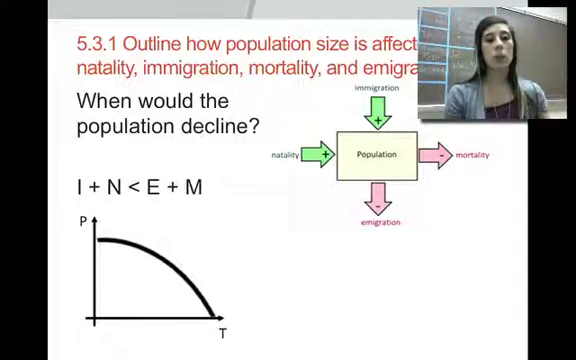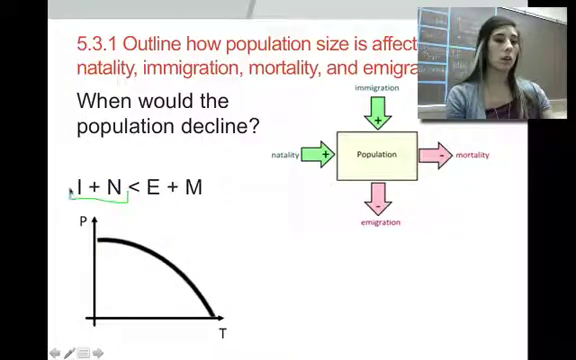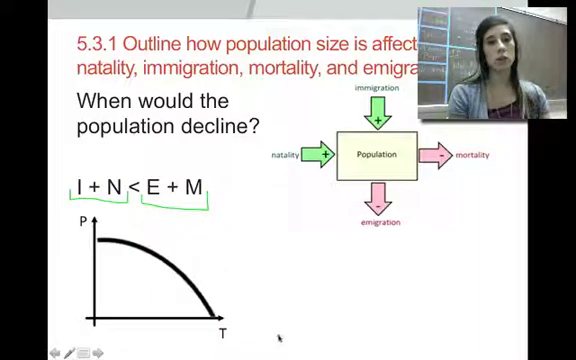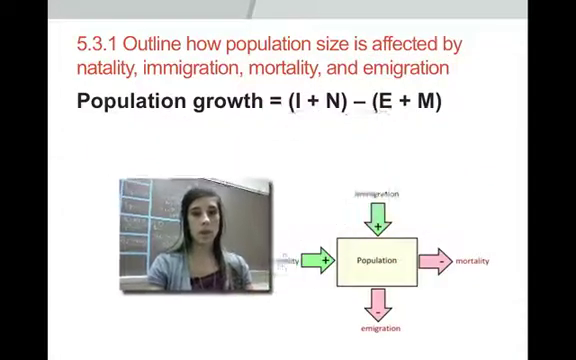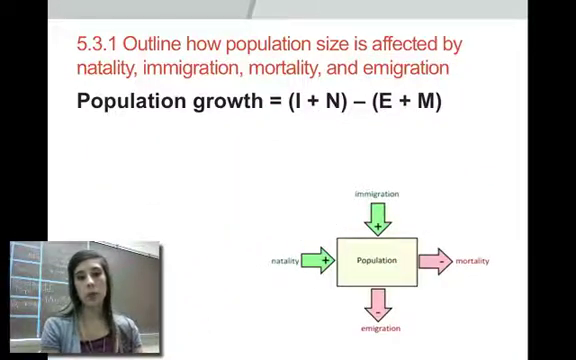And then when is a population going to decline? Well, if your immigration and your natality are less than your emigration and mortality, then the population size will decrease over time. And that's this simple equation: immigration plus natality minus emigration plus mortality is our population growth.